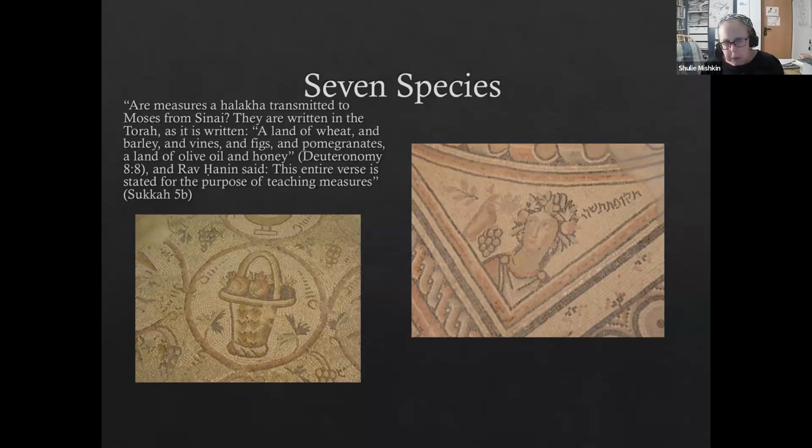Okay, so we mentioned in this class already, I think, how measurements are always tied to the Beit HaMikdash, but we also want to tie things to the 7 species. So we have this great statement in the Gemara in Sukkah. Our measures of halacha transmitted to Moshe from Sinai. They are written in the Torah. They're written in the Torah. Rav Chanin said this entire verse is stated for the purpose of teaching measures.